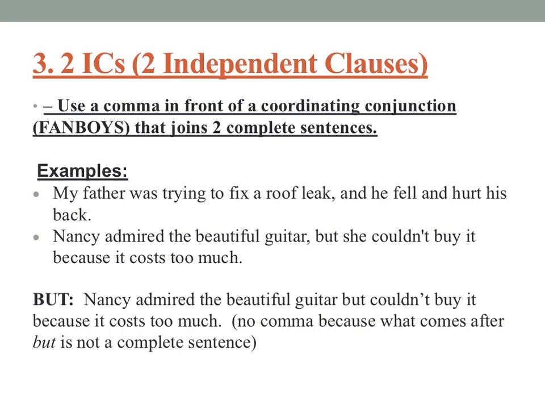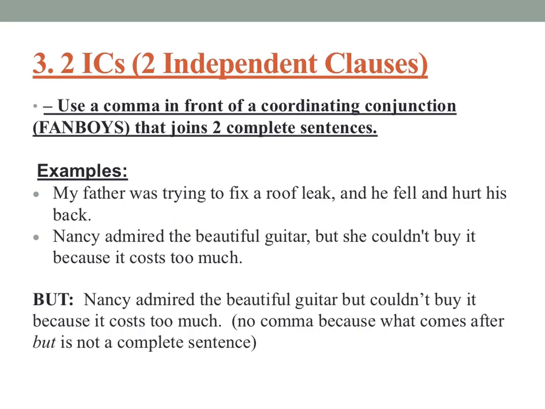If you're going to learn one comma rule today, please make it this one. It's called a 2IC rule, which means 2 independent clauses, which means 2 complete sentences. It's when you use a comma in front of a coordinating conjunction, which is also called a fanboy, that joins 2 complete sentences. So here: my father was trying to fix a roof leak. That's a complete sentence. He fell and hurt his back. That's a complete sentence. It has a subject, a verb, and a complete thought. So we're combining those 2 complete sentences with a comma and.